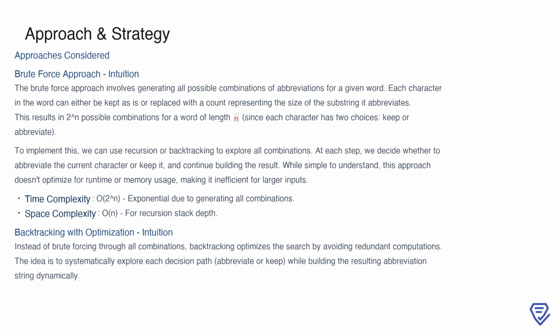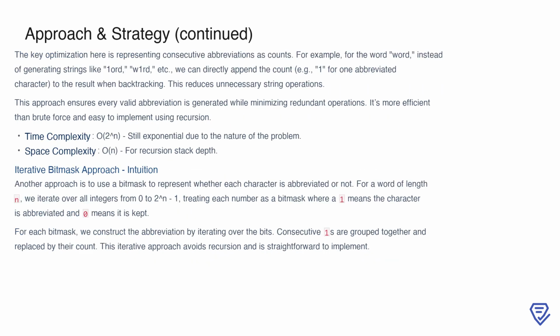Another approach, backtracking with optimization, addresses these inefficiencies by systematically exploring paths while dynamically building the abbreviation string. This avoids redundant computations and improves efficiency over brute force methods. The key to optimizing backtracking lies in how we handle consecutive abbreviations. Instead of generating intermediate strings like 1ord or w1rd, we can simplify the process by appending the count of abbreviated characters directly. For example, if 1 character is abbreviated, we append 1 to the result, and if 2 characters are abbreviated consecutively, we append 2 instead.